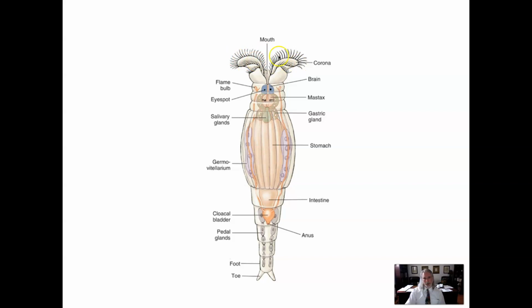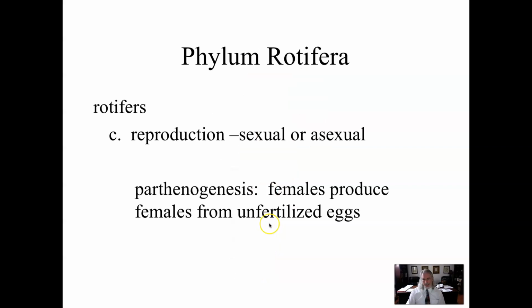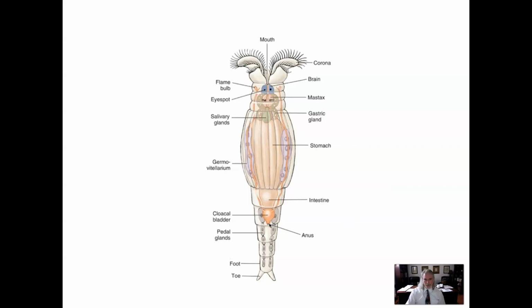So here are the crowns of cilia. They call it the corona. When those cilia are beating, it actually draws food into the mouth. And as we described before, you've got the digestive tract here. Food comes into the mouth, gets digested, nutrients are absorbed, and solid waste gets eliminated through the anus.